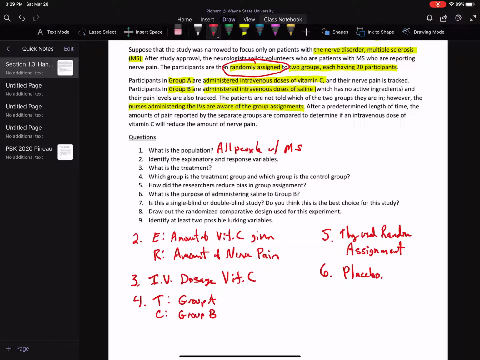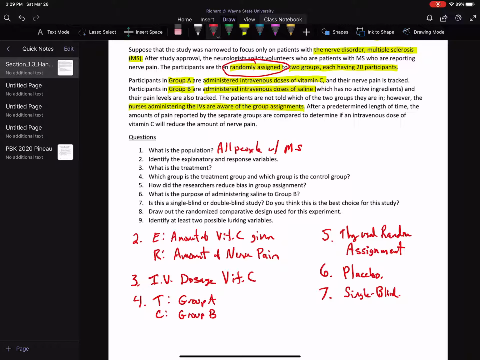Number 7, is this single blind or double blind? And do you think it's the best choice for the study? Well, they told us that the patients were not told which of the two groups, so that's at least single blind. So now the question is what's happening with who's administering the IVs, and we're told that nurses administering the IVs are aware. So this is a single blind.